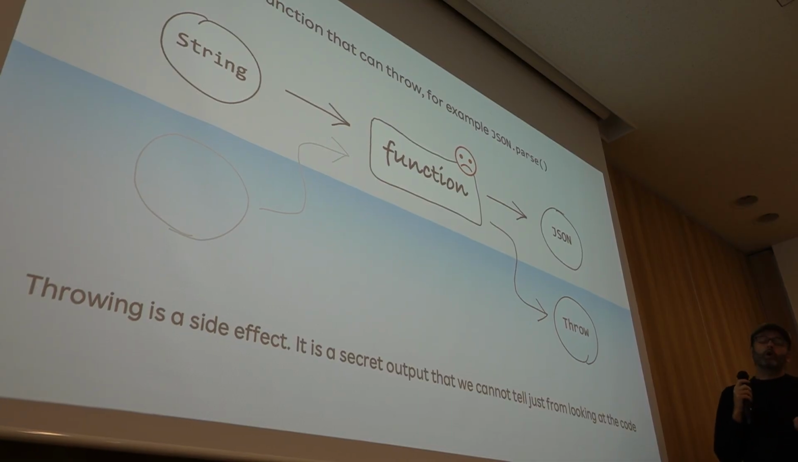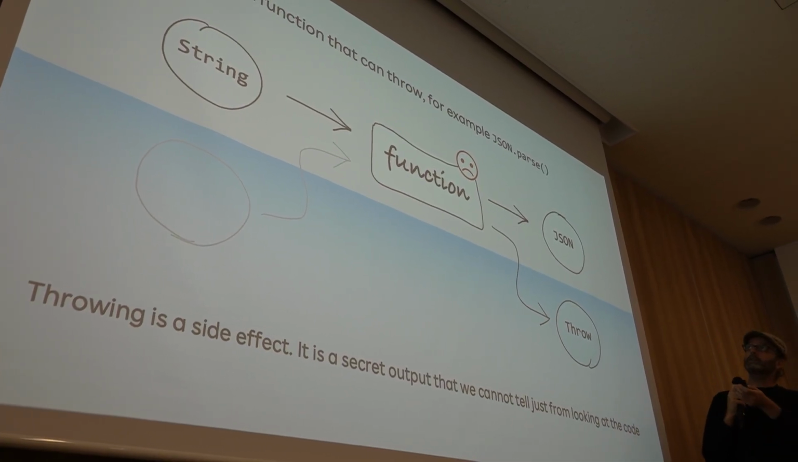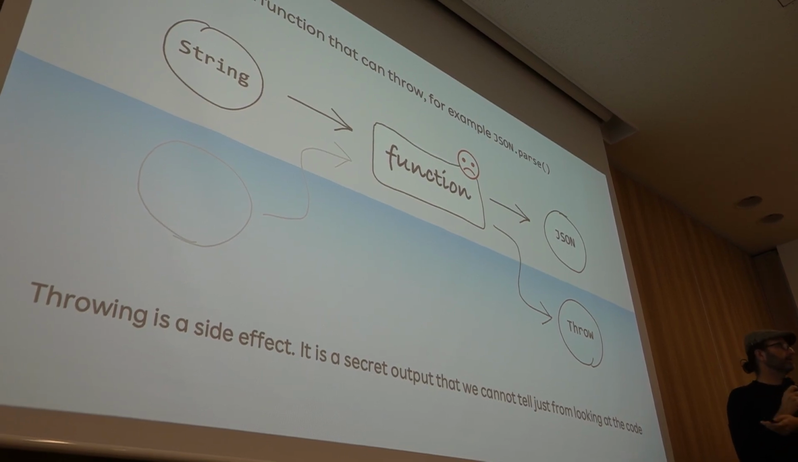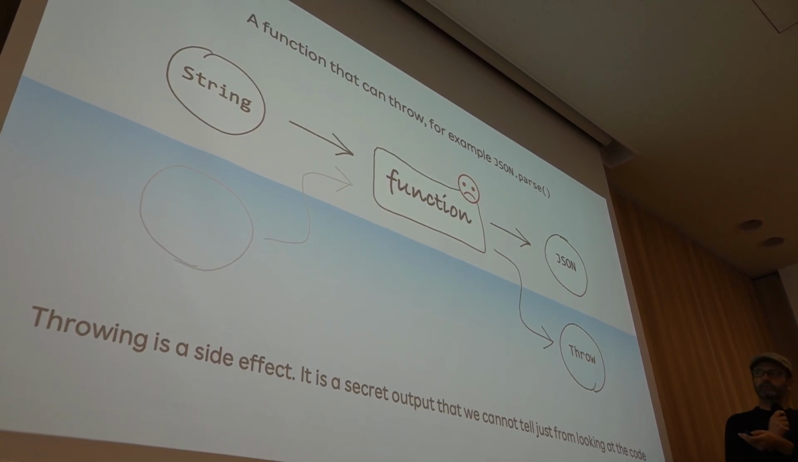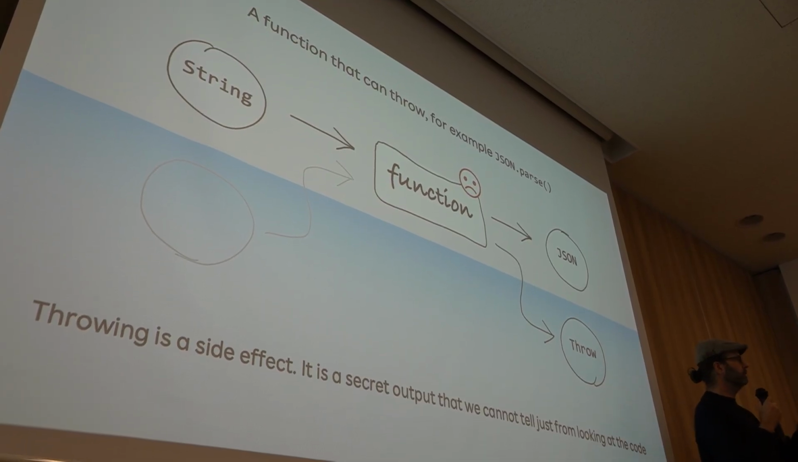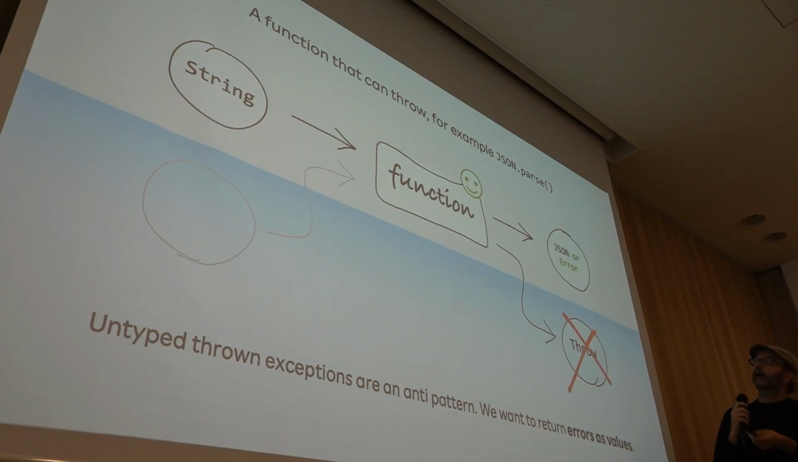Let's see another example of a function that has a secret input and output. This function, for example, JSON.parse, throws if you don't pass a correct JSON string. This is a secret output, because we don't know it unless we know how the function works. We cannot see it just by looking at it. How do we solve it? Well, instead of throwing, we transform the error into a value. So now, just looking at the function, we know that this function can cause an error.